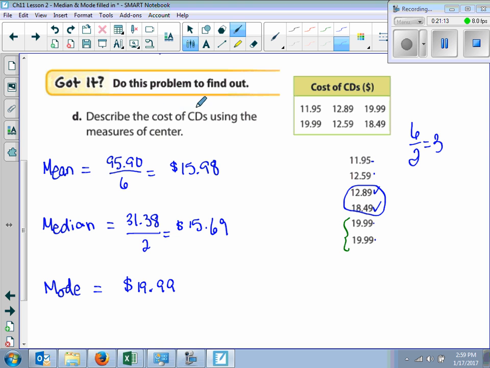So to describe the cost of the CDs using the measures of central tendency, it says here the mean is $15.98 and the median is $15.69. They are closer and lower than the mode, which is $19.99, which is about $4 higher. The median and the mean are in the middle of the data set, while the data are grouped near the extremes.